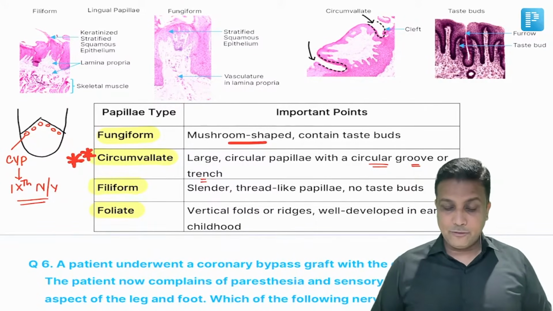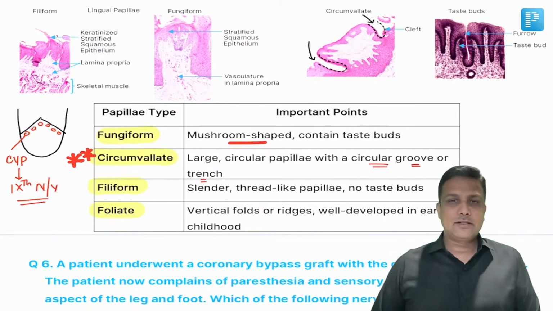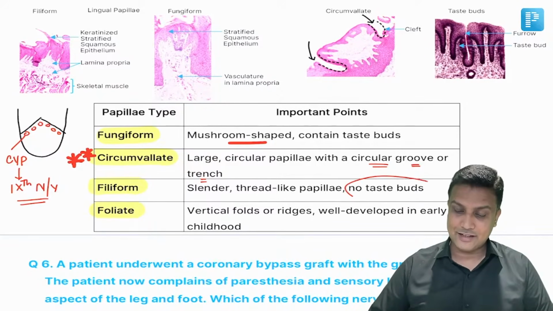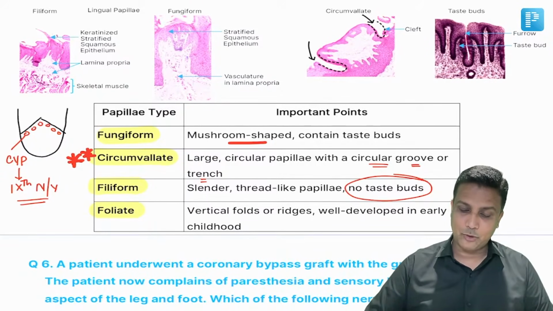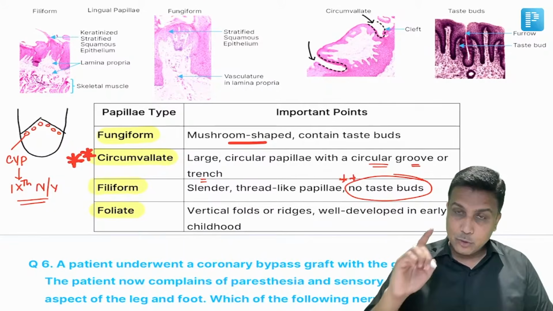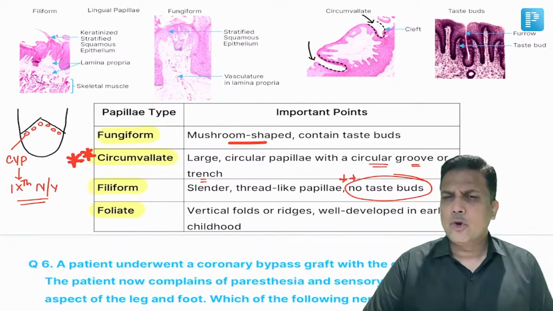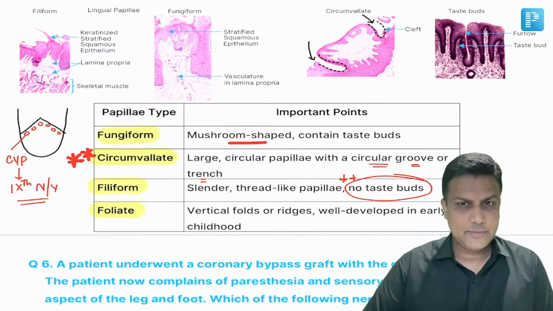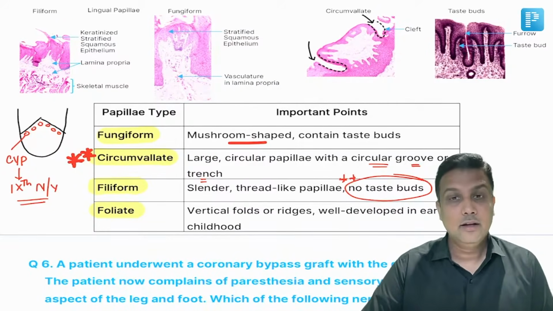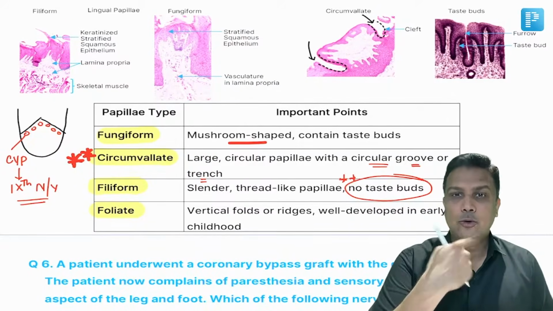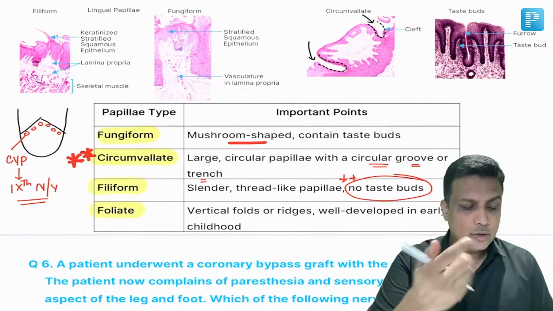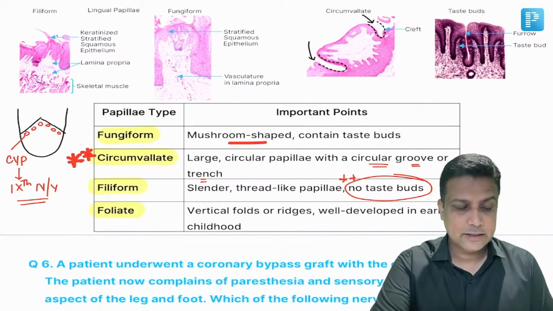Now welcome to the filiform papillae. Filiform, like from the name itself, we can understand they are slender, thread-like papillae, but they don't have the taste buds. Important point to remember. And one more point that you have to remember is that normally these papillae should be having the stratified squamous epithelium, stratified multiple layered. And squamous epithelium, of course, in the mouth, we are having wear and tear, we are eating the food and all those things. So you should normally be having stratified squamous epithelium.